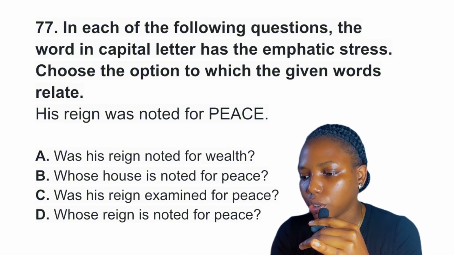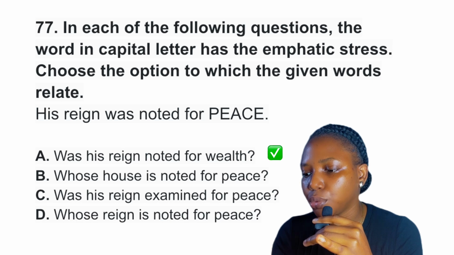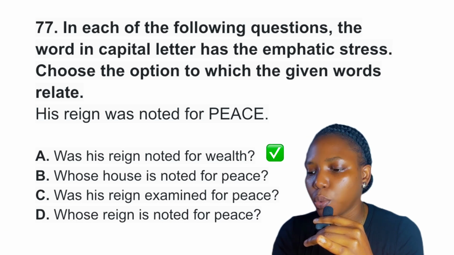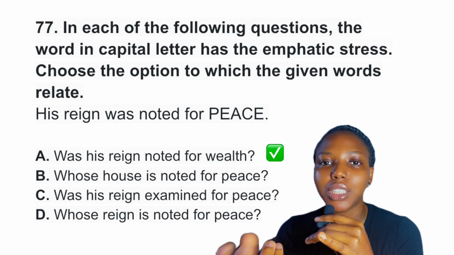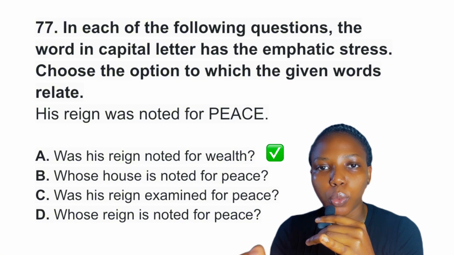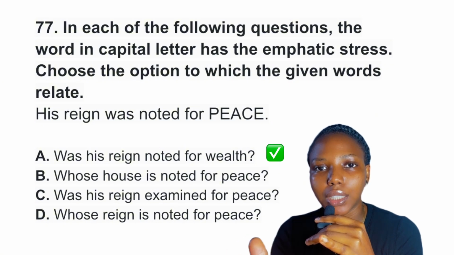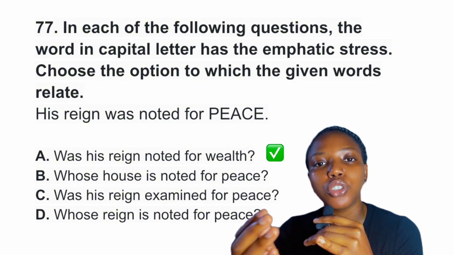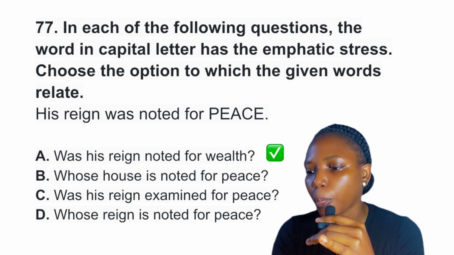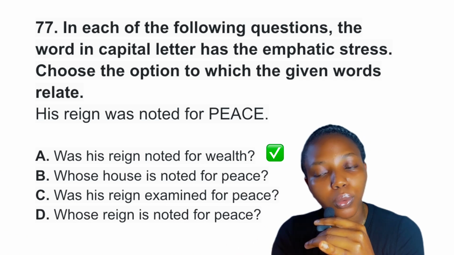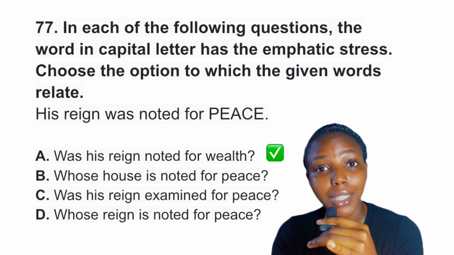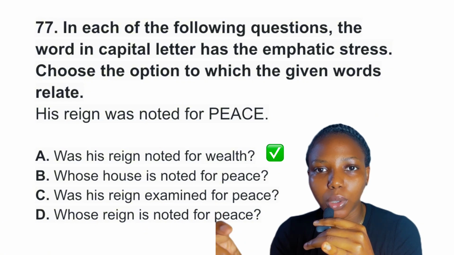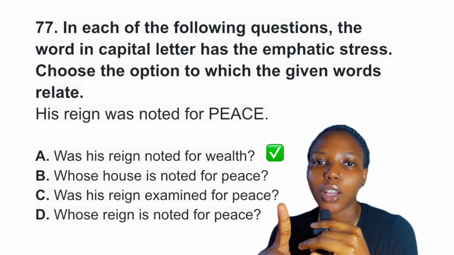So the answer to this question is option A, rain noted for wealth. We see option B, C, and D still retain the word peace. So we are going to go for option A as the final answer. This is showing contrast with the emphasized word. Was his rain noted for wealth? No, his rain was noted for peace. So peace is the emphasized word. The best answer to this question is option A.